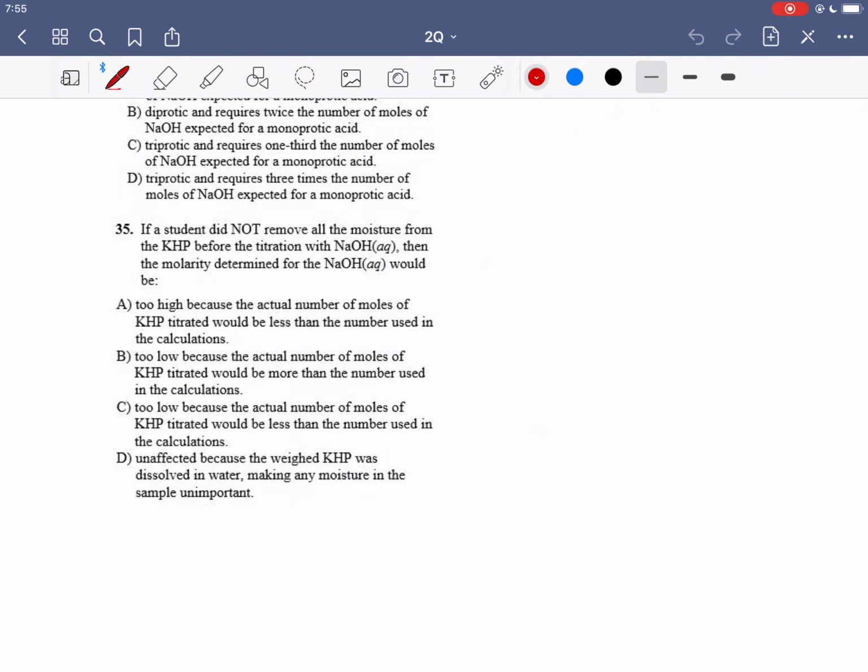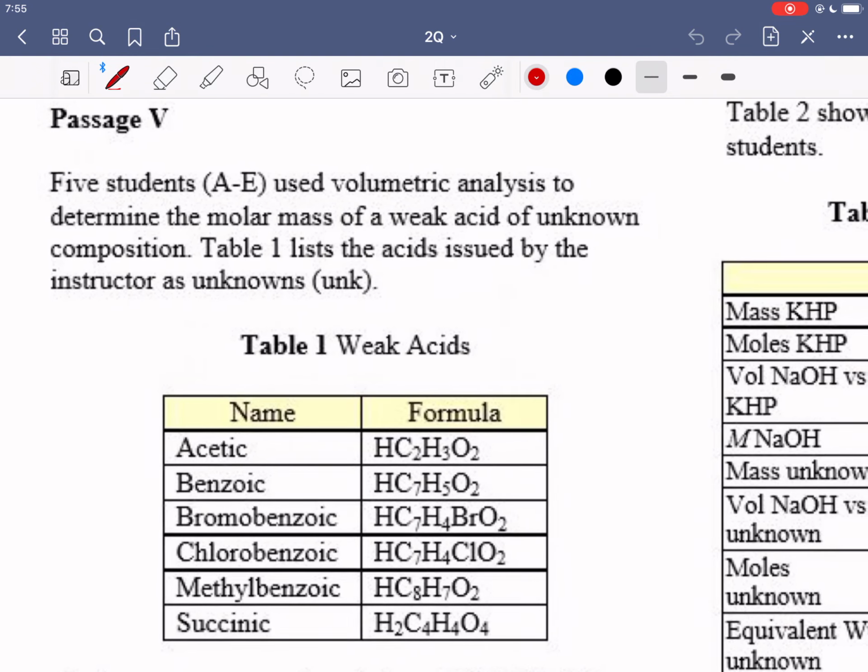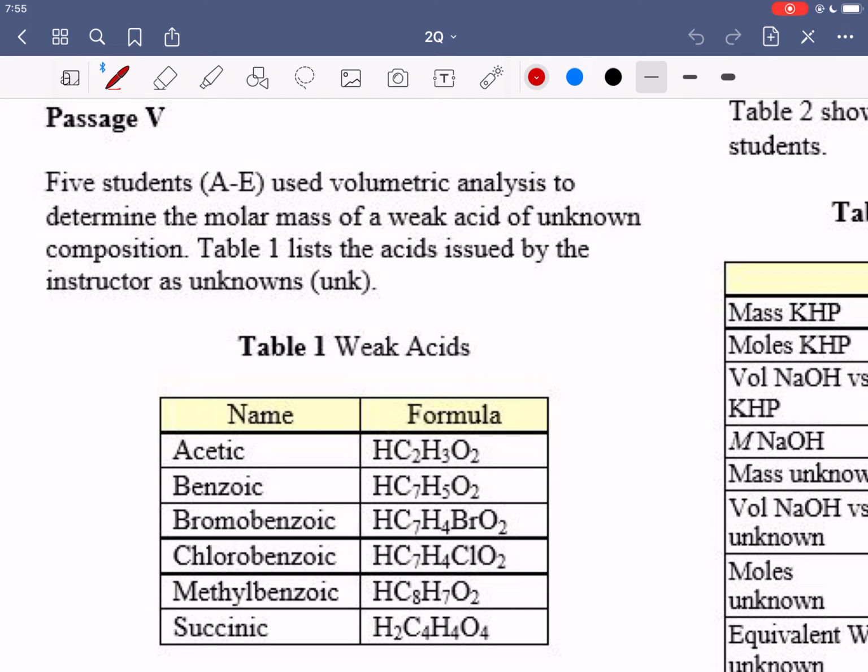Okay, so hopefully you guys attempted all the questions on your own, and now we'll go through what the correct answers are, how to interpret the passage, and how to find the key information that each question is looking for. So in this passage, 5 students use volumetric analysis to determine the molar mass of a weak acid of unknown composition. Table 1 lists the acids issued by the instructor as unknowns.